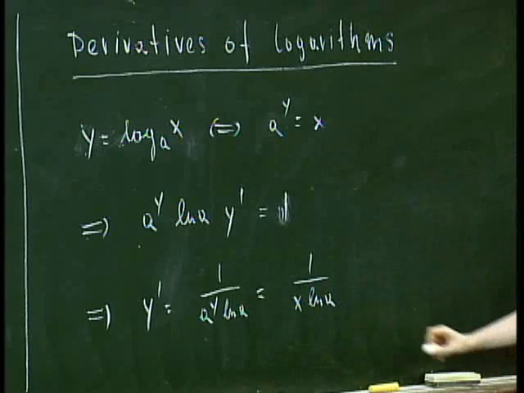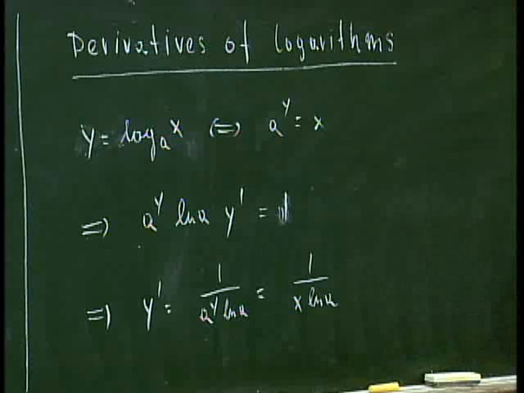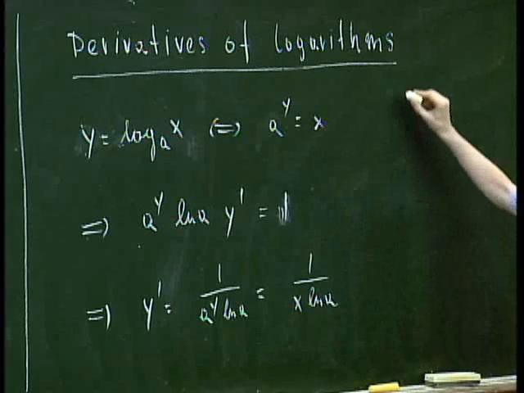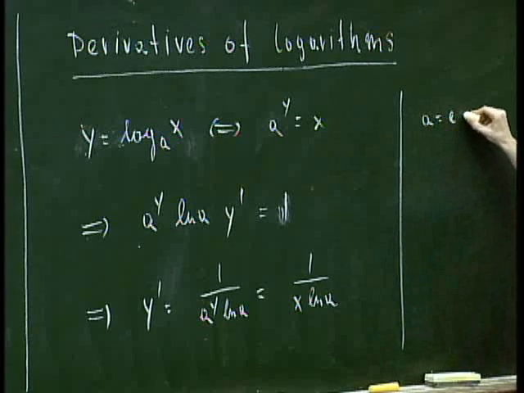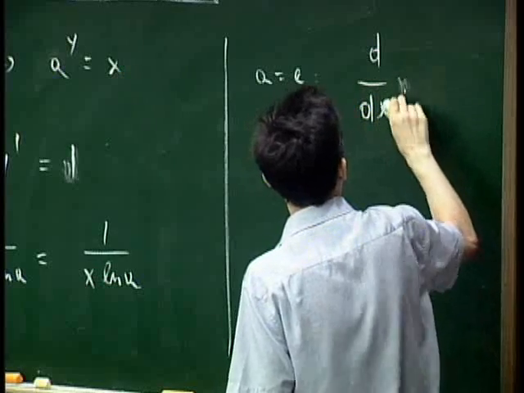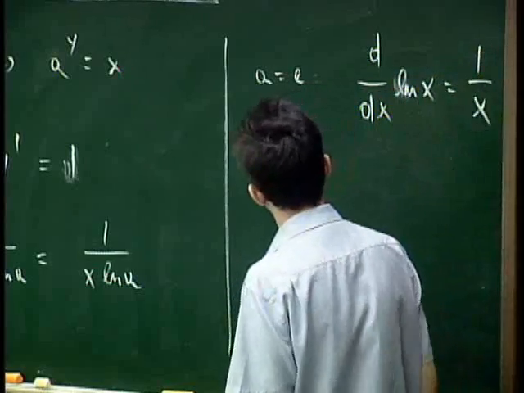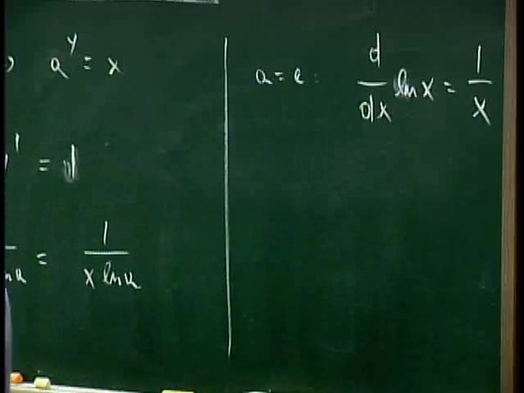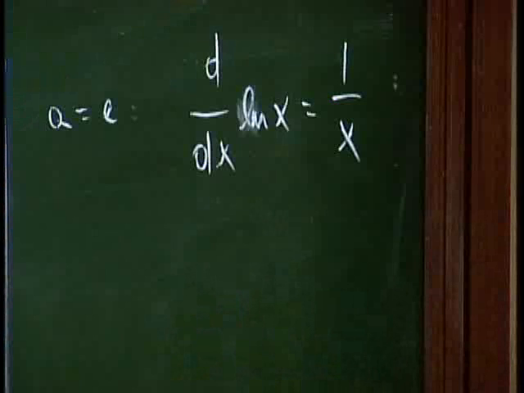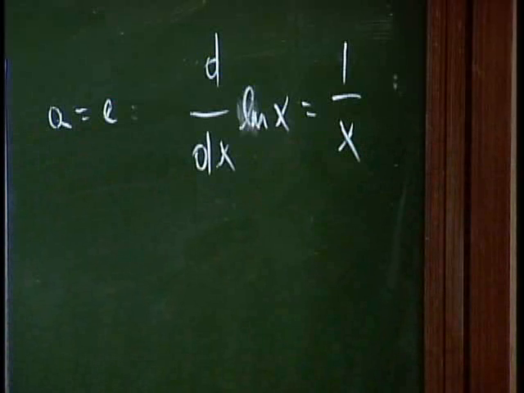So you see there is only one case where the derivative of the logarithmic function is particularly simple, namely if a is equal to the natural number e. Only in the case where a is equal to e, we get that the derivative of ln x is equal to 1 over x. So this is another reason why we choose this number e as the basis of our logarithm, because in this case the derivative becomes particularly simple.